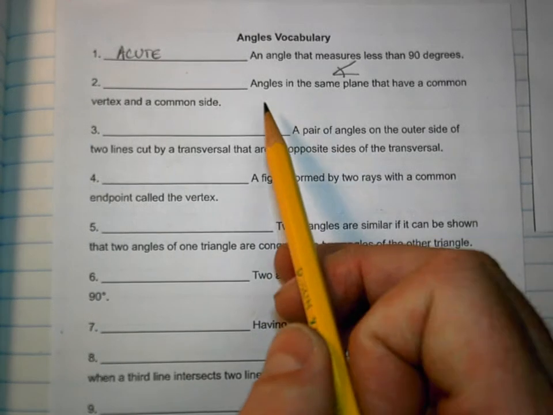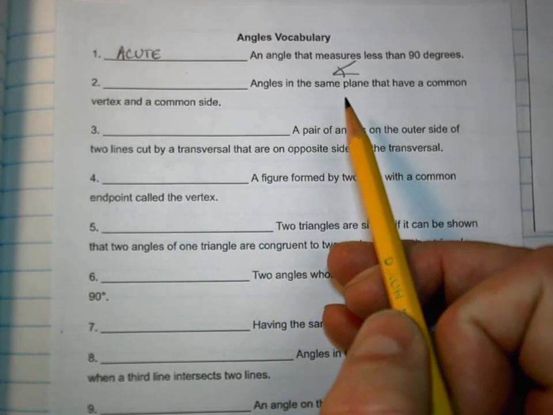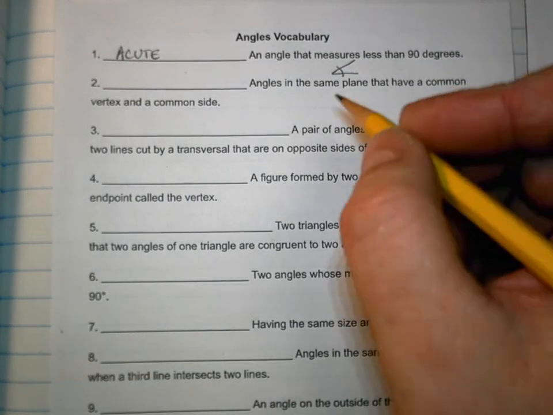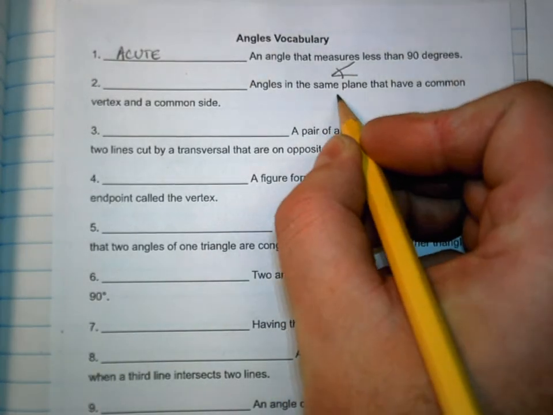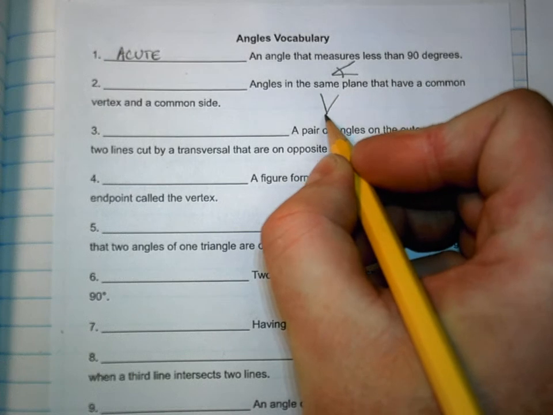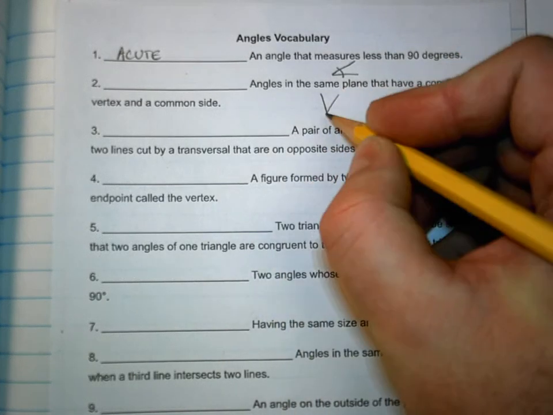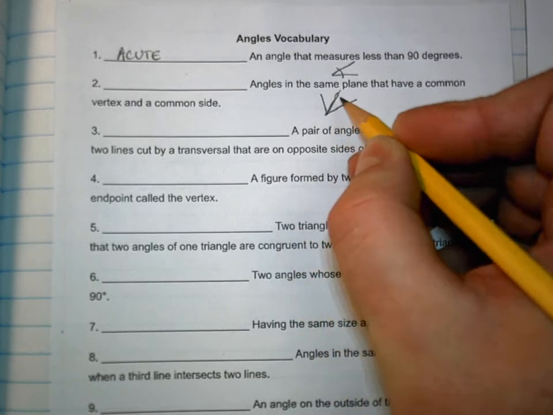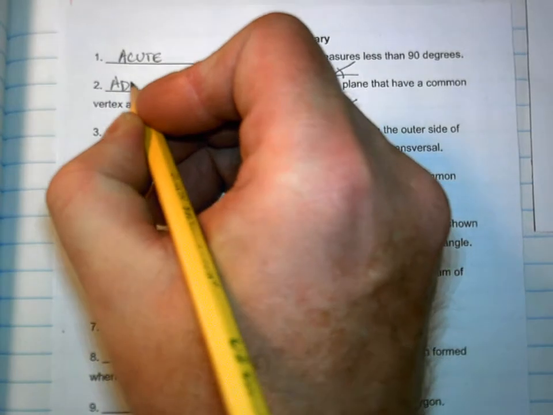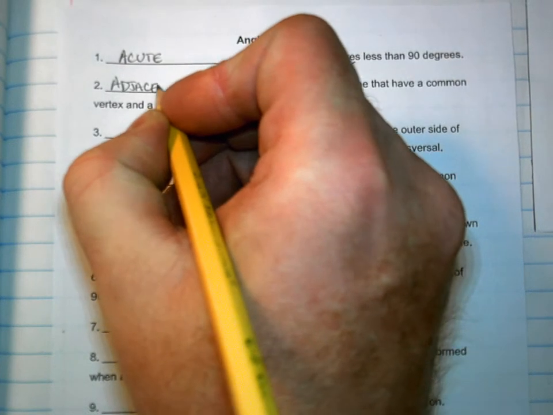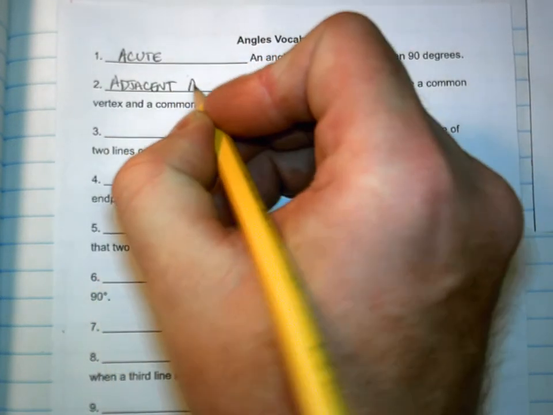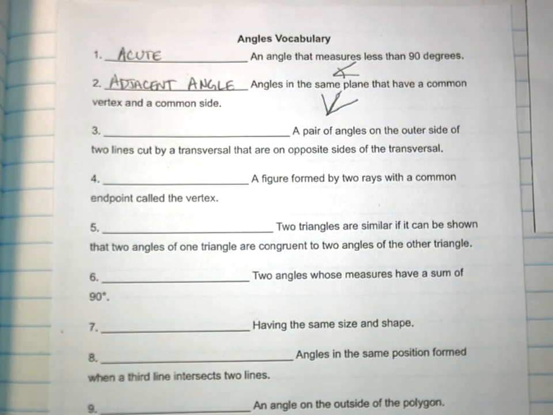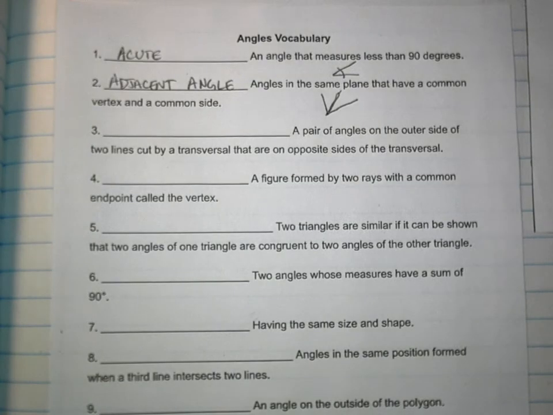Let's look at this next one. Angles in the same plane that have a common vertex and a common side. The vertex is that point right here where the angles meet. So if two angles share a common vertex and a common side, we call them adjacent angles. Adjacent. So adjacent angles simply mean the angles are side by side.